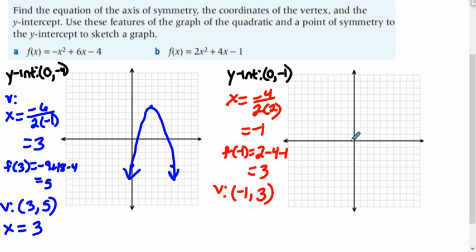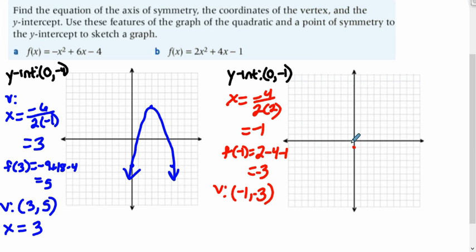So I'll plot my vertex, -1, 3. And then my y-intercept is 0, -1. And then I can do my symmetry. Oh, here we go. My vertex is actually -1, -3. Do you know how I caught my mistake?